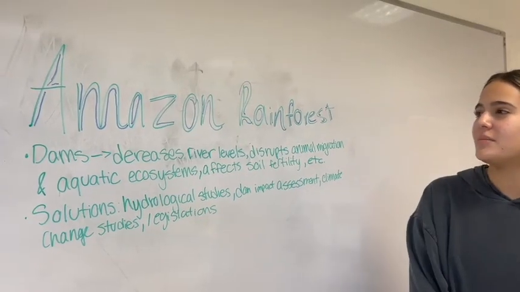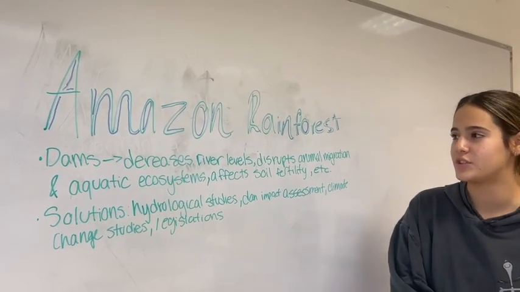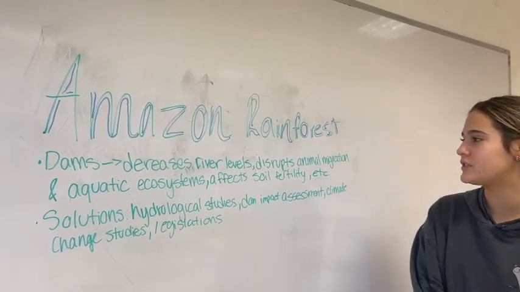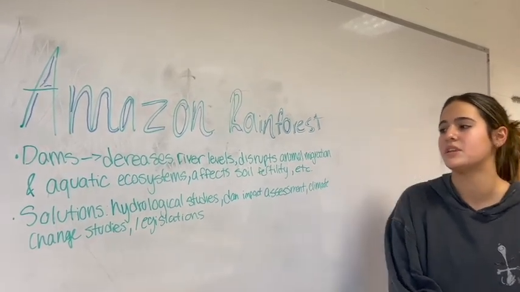So the other biome that we discussed was the Amazon rainforest. And the problem that we discussed was dams and the over-construction of dams, and how they decreased river levels, disrupt animal migration and aquatic ecosystems, and how they were affecting soil fertility and a lot of other problems.